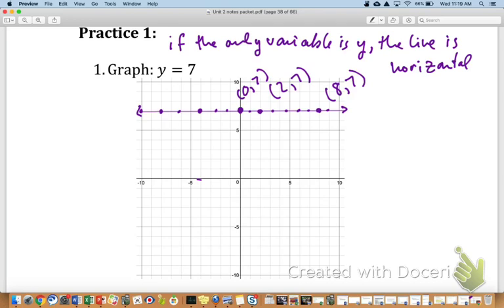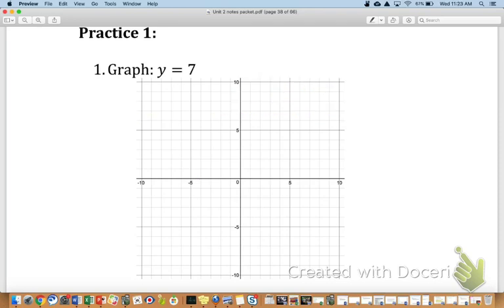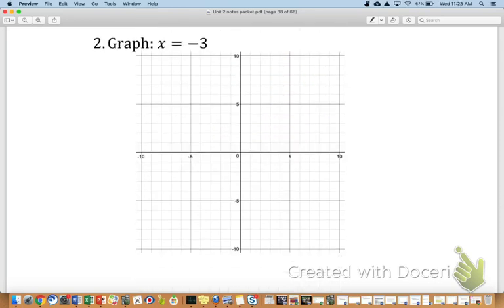Let's try number 2. Isn't number 2 sort of the opposite of number 1? Instead of the only variable being a y, the only variable is an x. The only requirement here is that x is -3. So here's a point that works. Right, isn't x -3 there? That would be -3, comma 2.